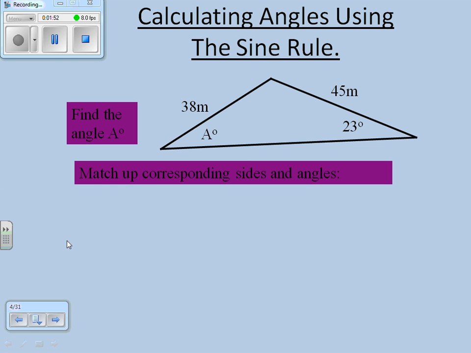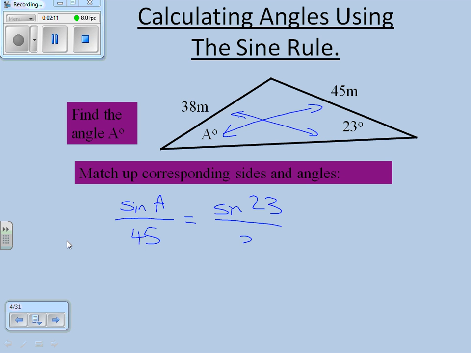Try pausing that now. We want to try and find out the angle. So this time I'm going to use my formula upside down. I'm going to say sine A over its opposite side, which is 45, equals sine 23 over the one that's opposite it, 38. Rearranging this time takes 2 things. First of all, I've got to times by the 45, which brings that up there.